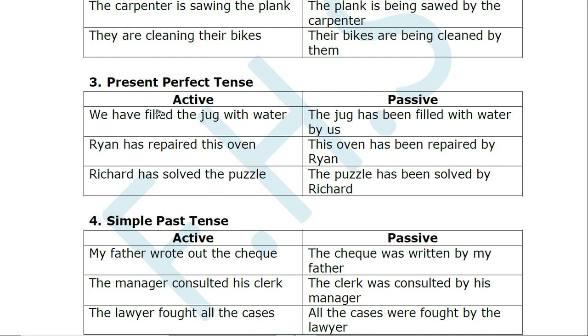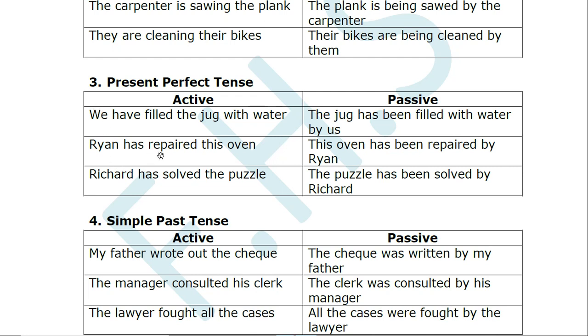You will see we have filled is the action. Who has filled? We. What has he filled? The jug. That's why it starts with the jug, not with water. Okay. So the jug has been filled with water. By whom? By us. Okay.